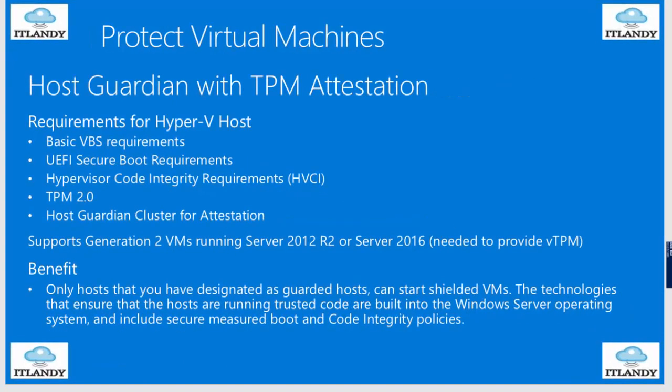The second part is around TPM. Requirements are similar to the previous one, but in addition I will require TPM v2, and I will require hypervisor code integrity, which means my BIOS and my chips are up to speed with the latest updates, and I will require UEFI secure boot as well. It supports generation 2 only, no legacy, and this applies to 2012 and 2016. Benefit: only hosts that you have designated as guarded hosts can start shielded VMs. The technologies that ensure the hosts are running trusted code are built into the Windows Server operating system, which includes secure measured boot and code integrity policy.